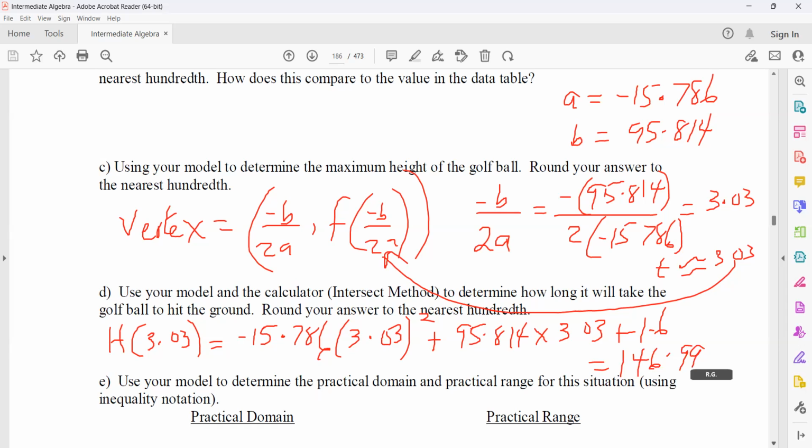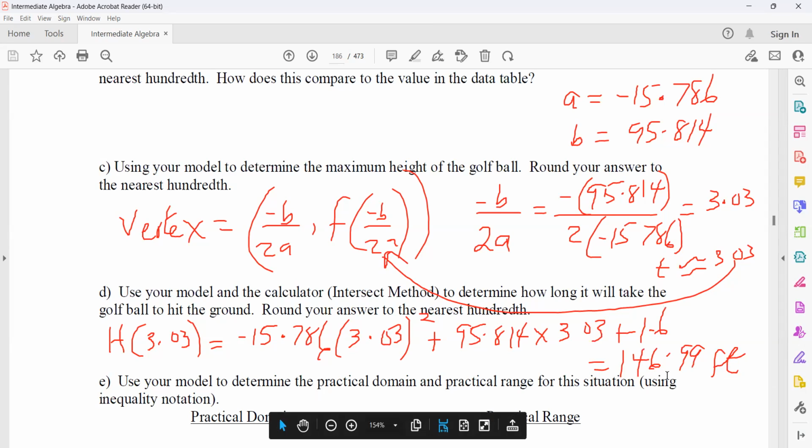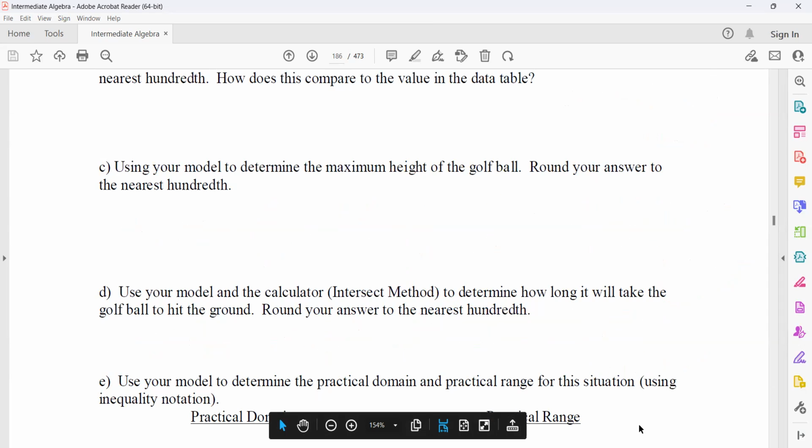146.99 feet. So the maximum height is about 146.99 feet, and that's it, okay? Now, what about D? Use your model in the calculator to determine how long it will take the golf ball to hit the ground. How long would that be?